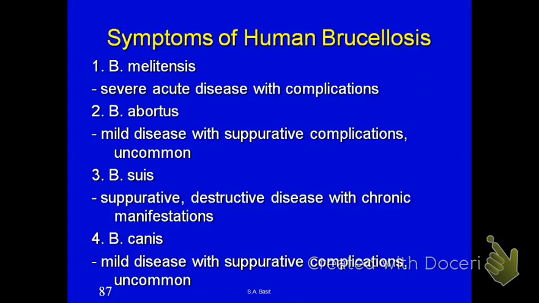Okay, so among the 4 species, the most severe is the one that is caused by Brucella melitensis. So there would be severe acute disease with complications. Brucella abortus would cause mild disease with suppurative complications, which is not really common. Then Brucella suis would have suppurative destructive disease with chronic manifestation. And Brucella canis would have mild disease with suppurative complications, which is also uncommon.